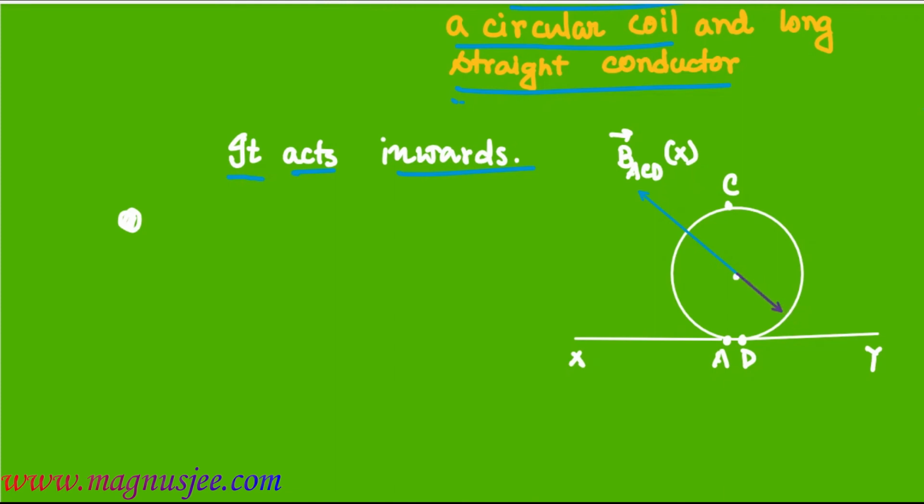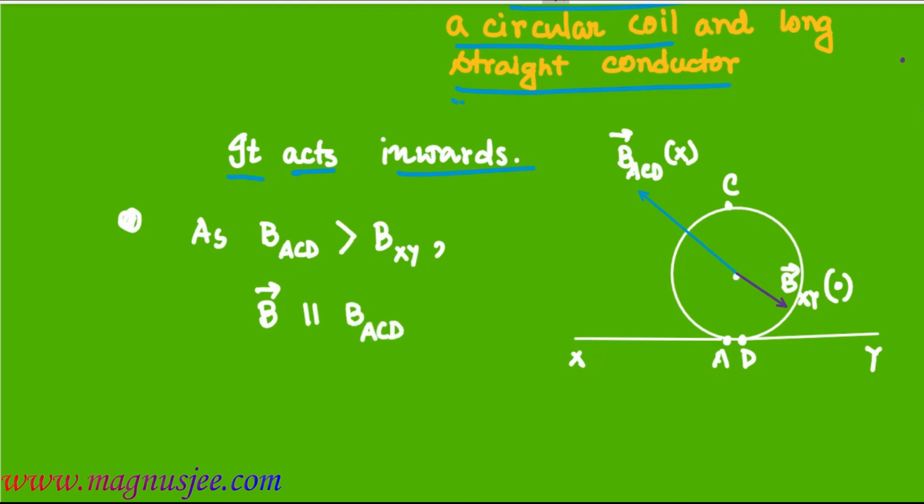Similarly, magnetic field induction due to the long straight conductor XY will be acting outwards. BXY will be acting outwards and perpendicular to the plane of the circular coil. Vector BXY acts outwards, and that's why we denote a dot sign under bracket which indicates that this magnetic field induction acts outwards. As BACD, the magnetic field induction due to the circular coil, is greater than BXY, hence the resultant magnetic field induction, which is vector B, will be parallel to the greater magnetic field induction, vector BACD. Vector B is parallel to vector BACD.